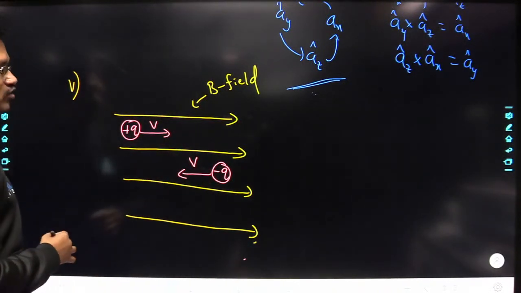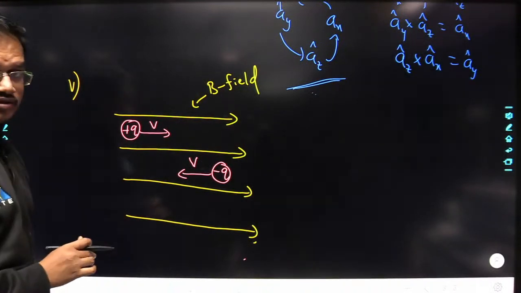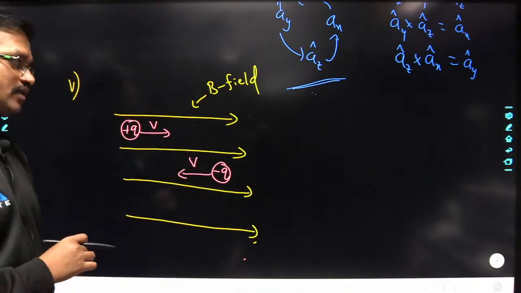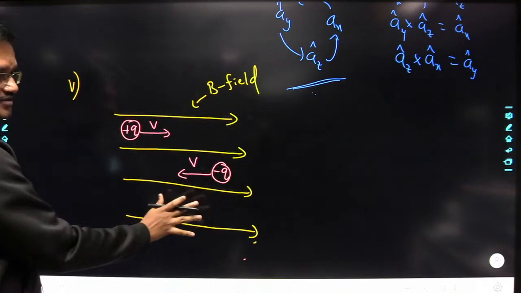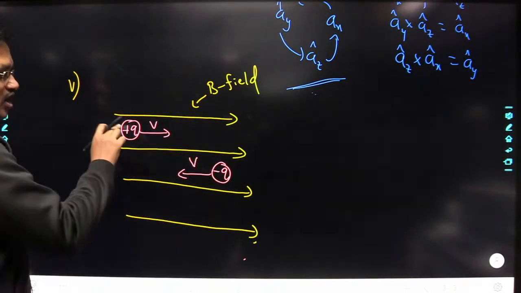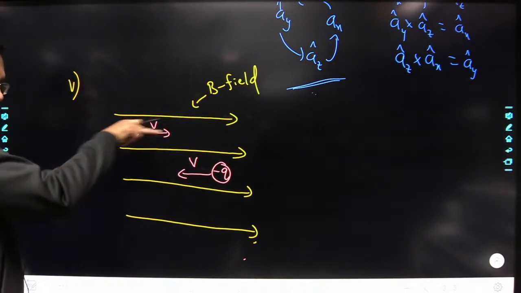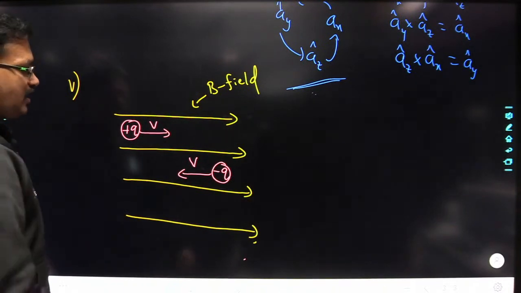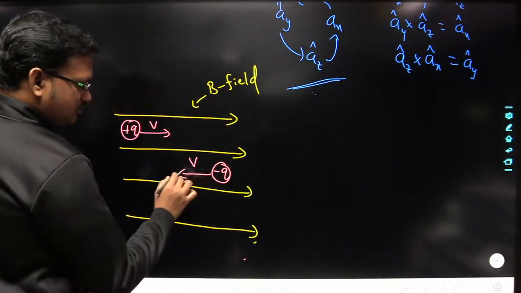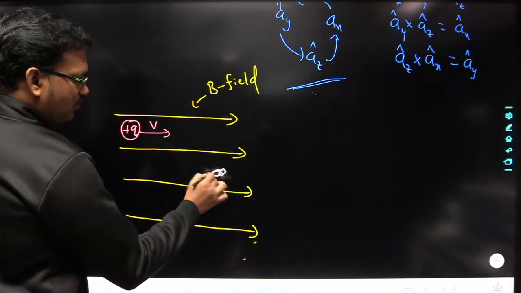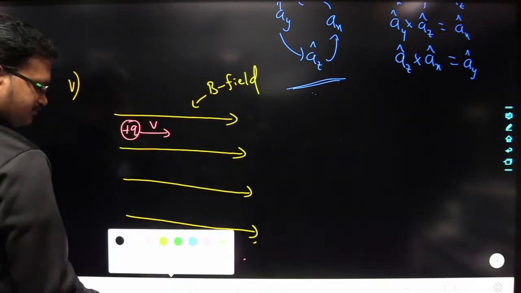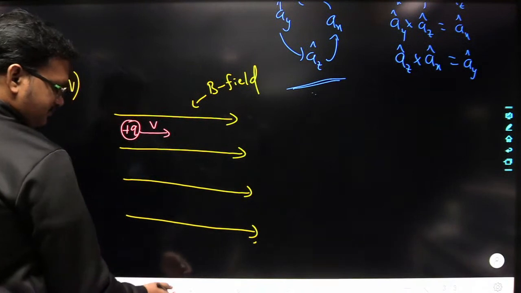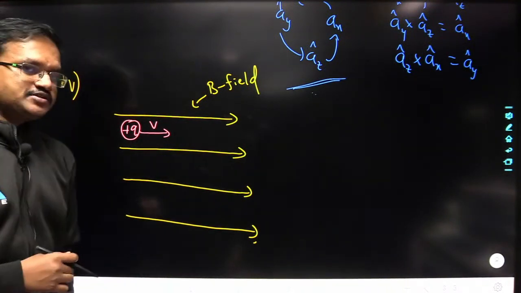Now what is the force experienced by plus q and minus q here? That means in which direction are plus q and minus q going to experience the force? Tell me. Here the B field is pointing along x direction. Now the charge is moving with velocity in this direction. Plus q is moving in this direction, minus q is moving in this direction. You consider first plus q here. Tell me in which direction it is going to experience the force.